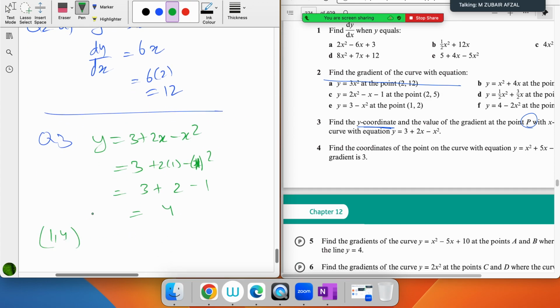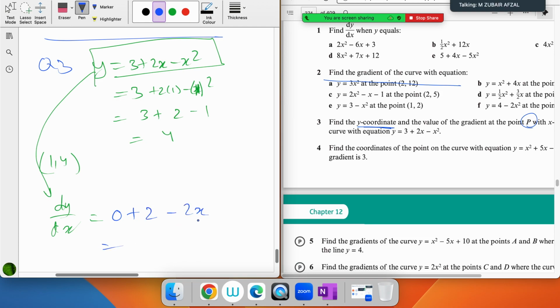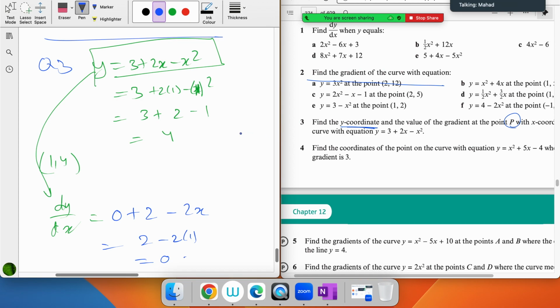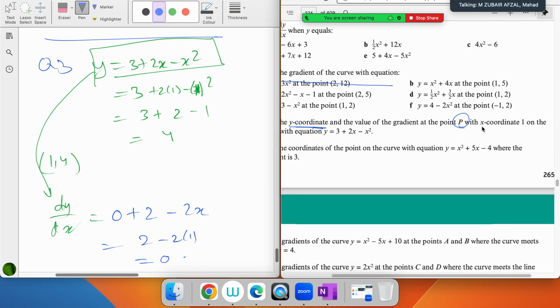First part done. Second part is the gradient at point P when x is 1. So dy by dx for this equation is 3 is constant, that's gone, plus 2 minus 2x, and we know the value of x was 1, so the gradient at that point is 0 when x is 1. That's given in the question. This right here, x is given, x coordinate 1.